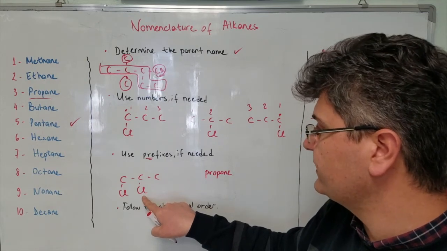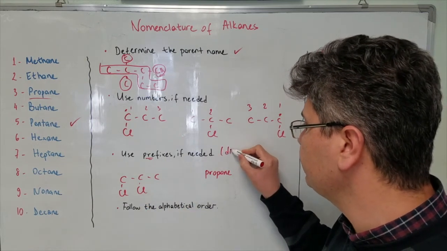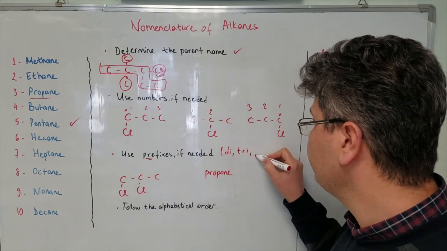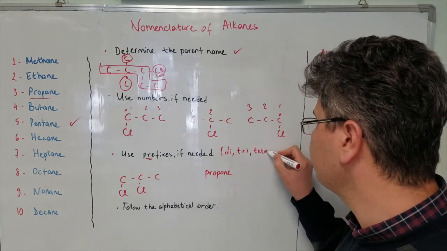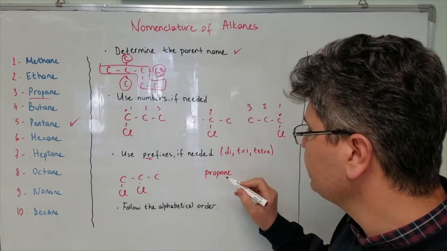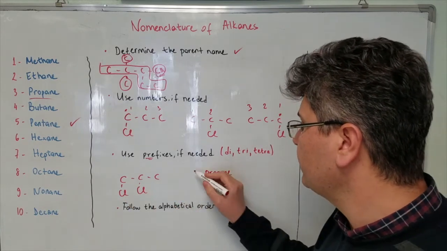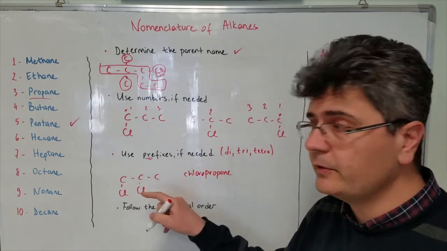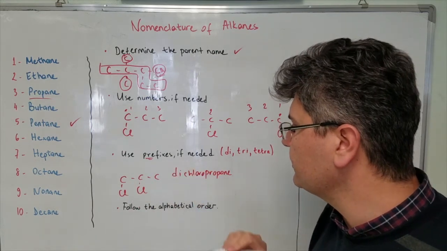When you have 2 of the same thing, the prefix is going to be di. When you have 3 of it, it's going to be tri. When you have 4, it's going to be tetra. I think this is enough for us. So this is going to be chloropropane. But since I have 2 chlorines, it's going to be dichloropropane.